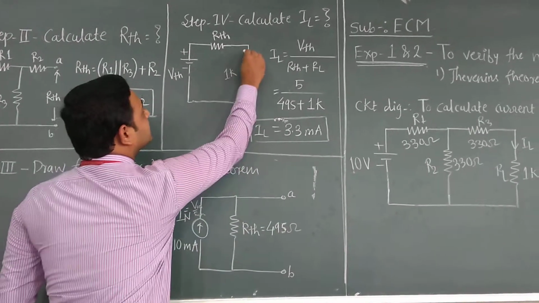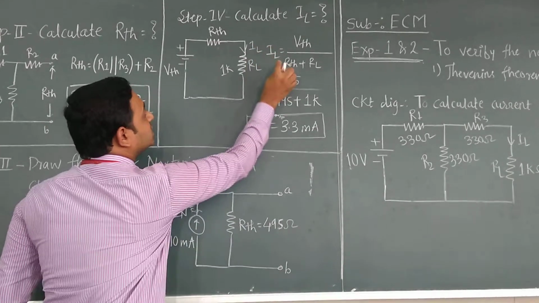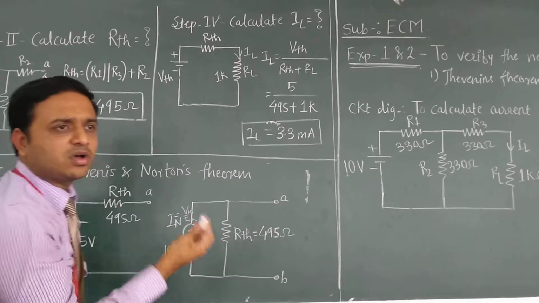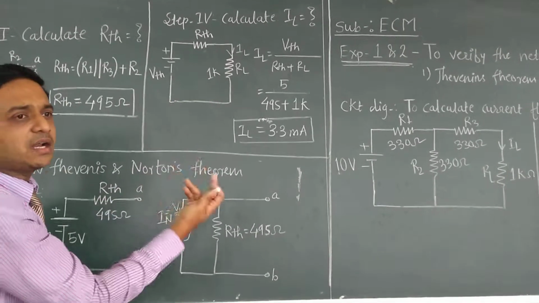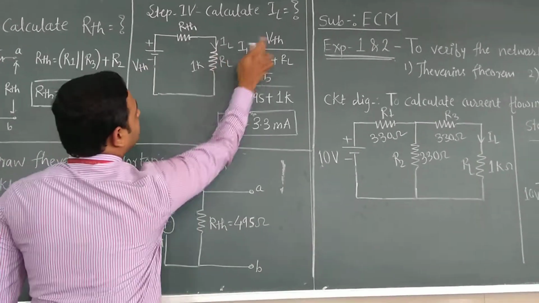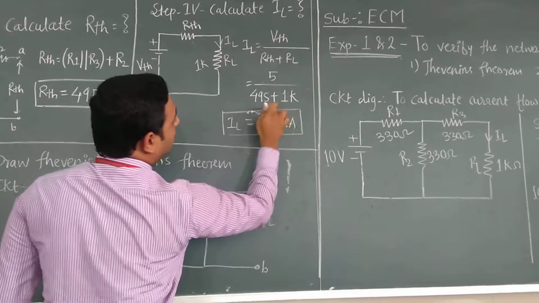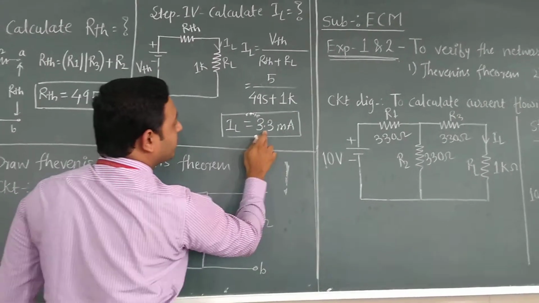IL is the current flowing through this branch. So IL is equal to VTH, again Ohm's law, I is equal to V upon R. So V is the VTH and R means RTH plus RL. If we just put in all the values, IL is equal to 3.3 milliampere.